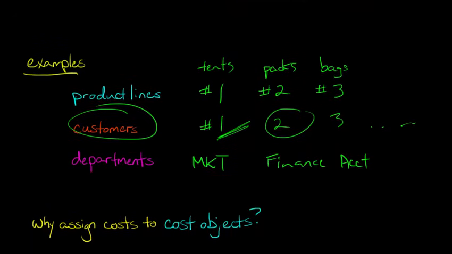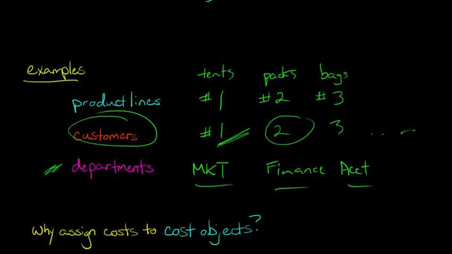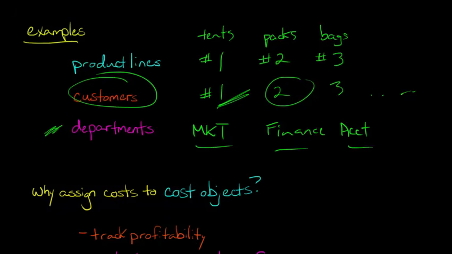So why are we assigning costs to cost objects in the first place? Why do we care about what the costs are for the marketing department or the finance department, accounting department, product lines? Why are we even thinking about these things? Well, one thing that's really important is that we want to track profitability in our firm. We want to say, okay, how is this tent product line performing in terms of its profit margins compared to the sleeping bag product line? If we don't assign any cost to these different cost objects, then we really have no idea how profitable each of the product lines is.